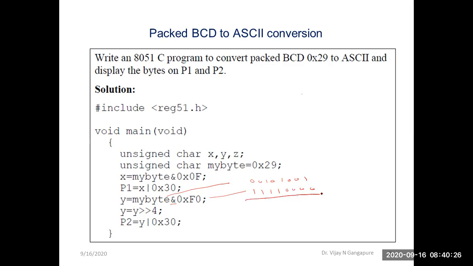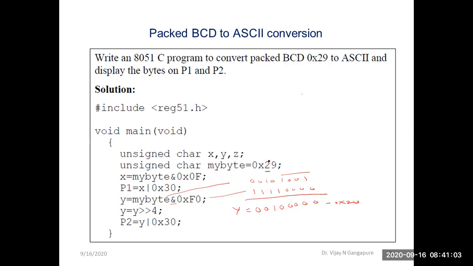That means simply we are masking these four lower bits. And this AND operation produces 0 0 1 0 0 0 0 0. So this will produce 0x20. So y will have the value 0x20 after this. My byte bitwise ANDed with 0xf0 means we are just taking the next BCD number, 2.